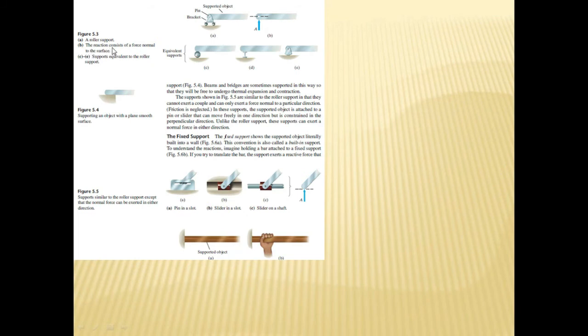B, the reaction, as I told you, consists of a force normal to the surface. C, it supports the equivalent to the roller support. Now over here you can also have other supports which could be treated as equivalent to the roller support. Why do they say equivalent?